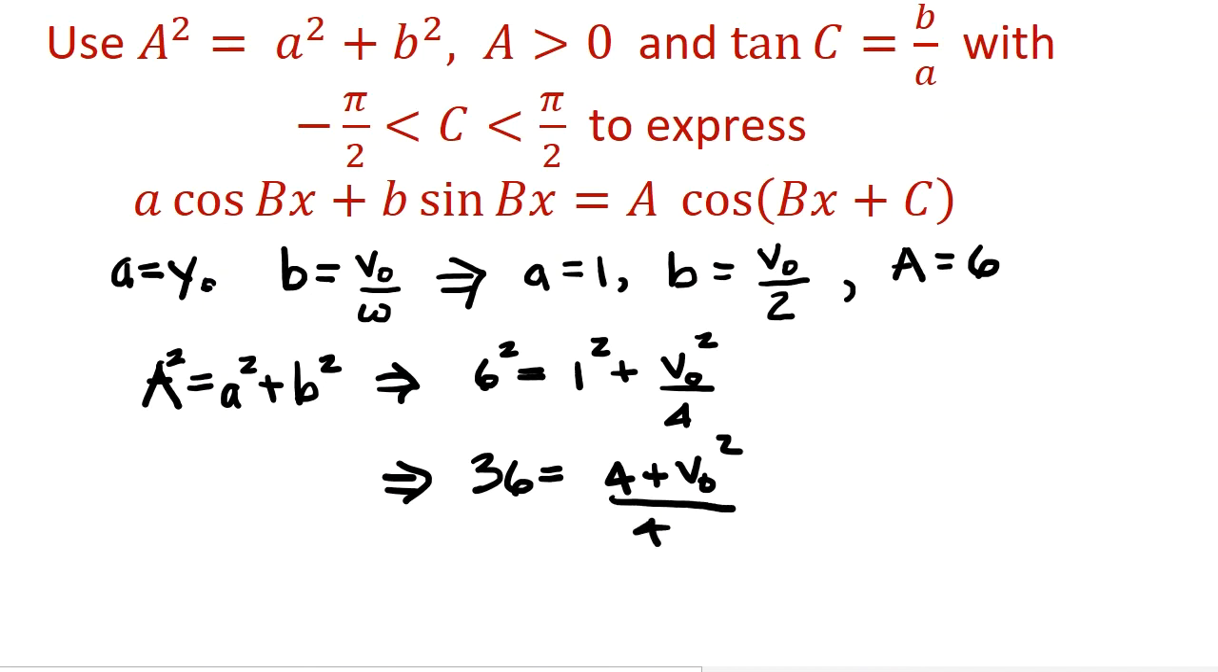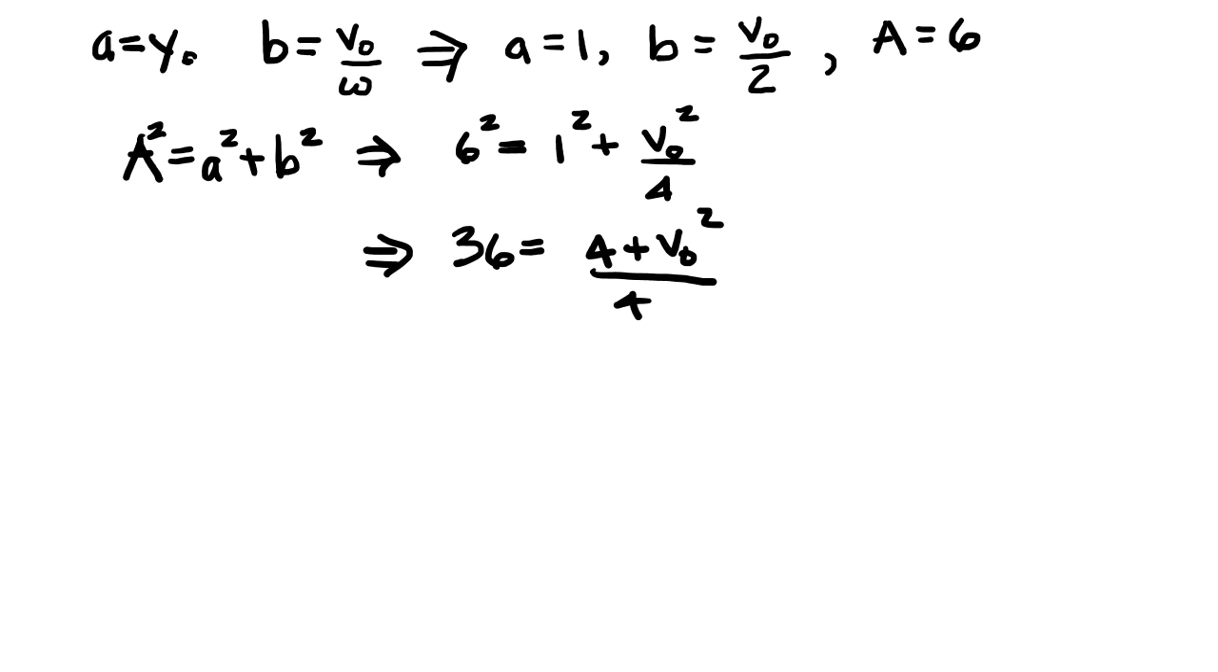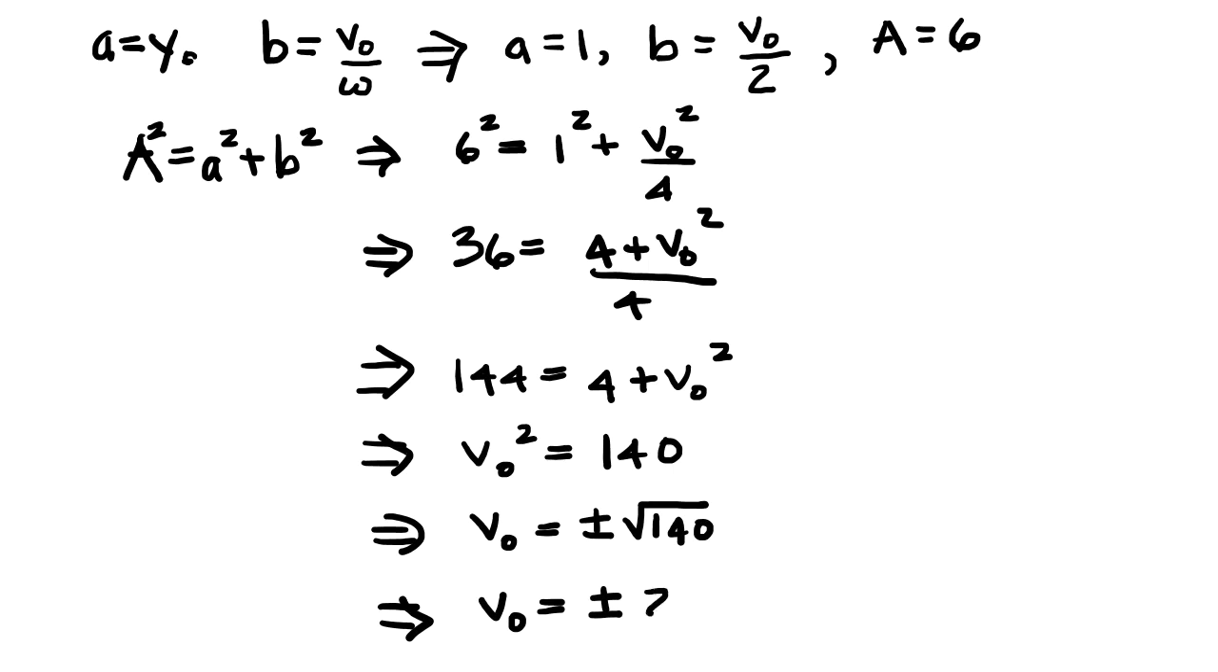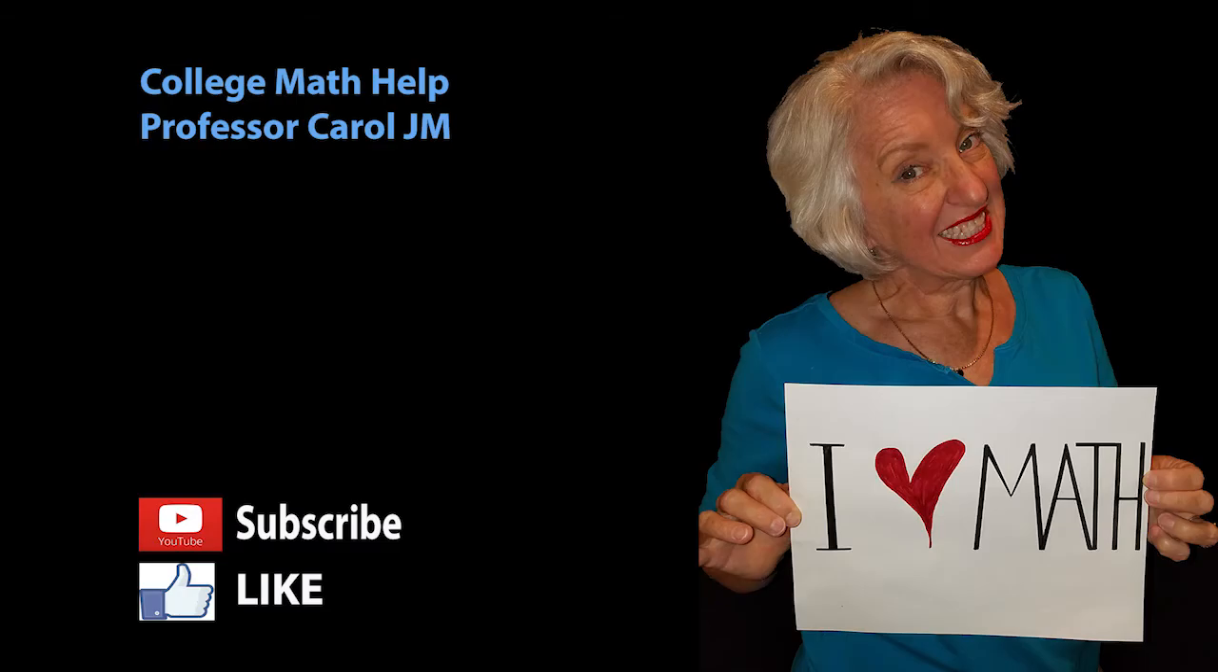Now it's pretty straightforward to solve this equation. Multiplying both sides by 4, I'm going to get 144 equals 4 plus v0 squared. Flipping these around, v0 squared, subtract 4 from both sides is 140, take the square root, so v0 equals plus or minus the square root of 140, and I can simplify that further, so v0 is plus or minus 2 times the square root of 35, to write it in simplest terms. So that's our initial velocity when the amplitude is 6.